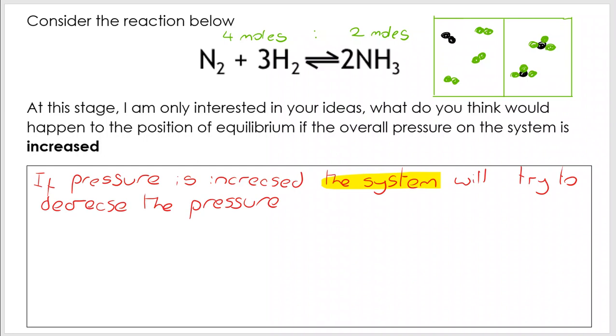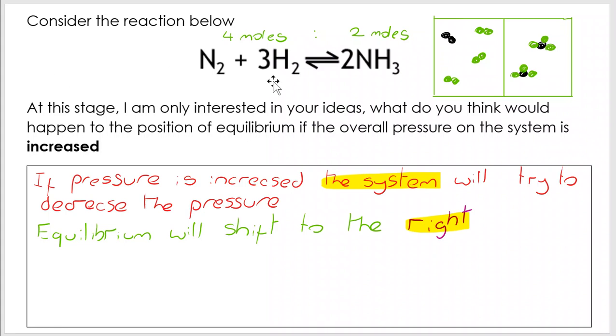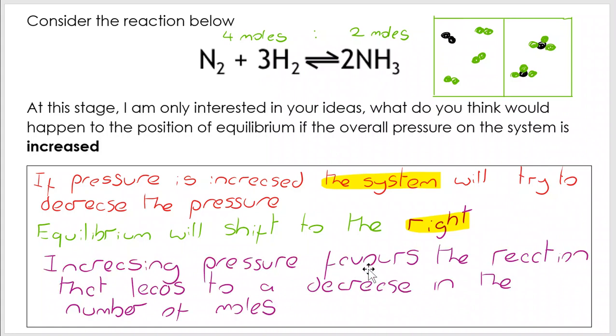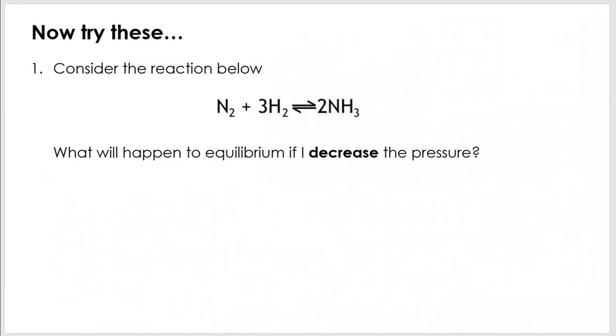If a pressure is increased, the system will try to decrease that pressure. For that reason, the equilibrium shifts to the right. And this is the important bit. This is the statement you need to remember and understand. Increasing pressure favours the reaction that leads to a decrease in the number of moles. So let's now think about some examples.